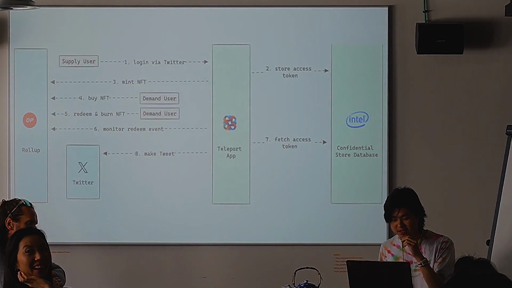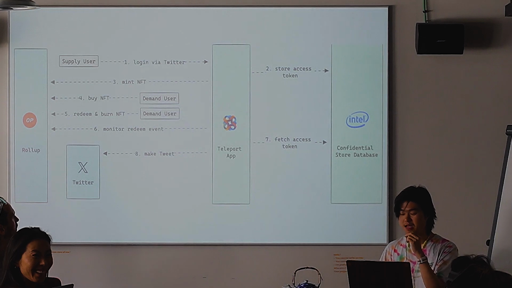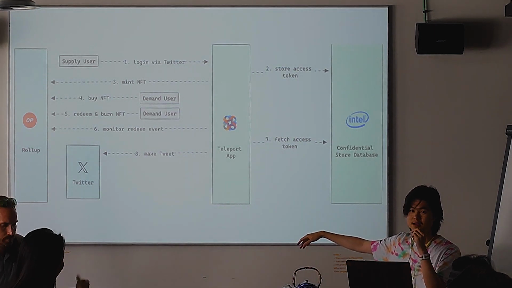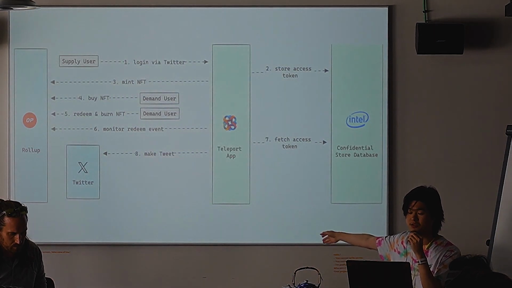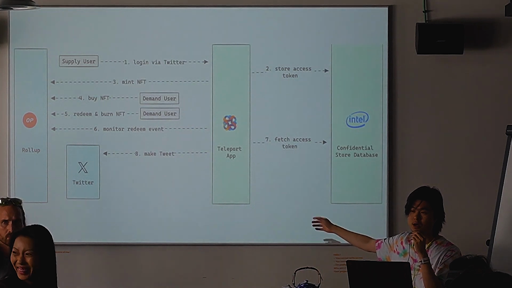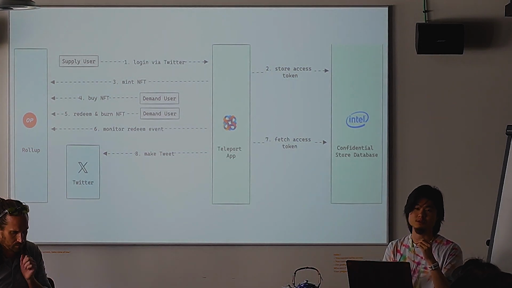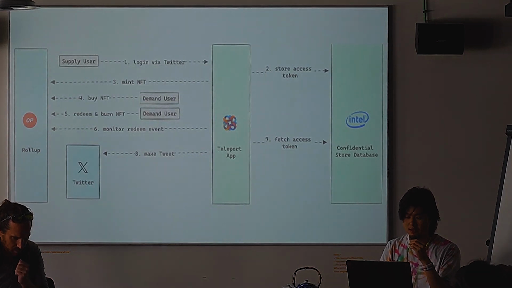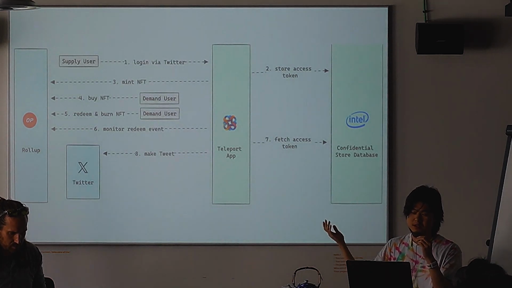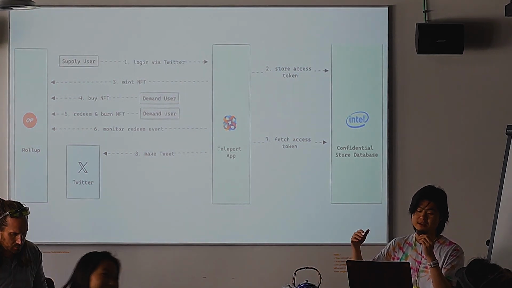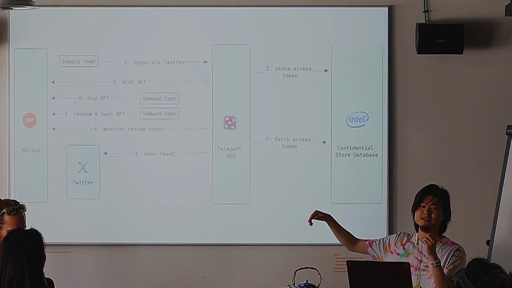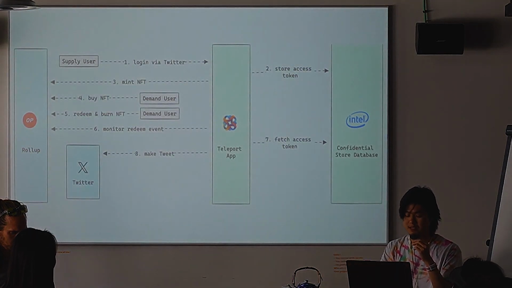Essentially, the Teleport app is running inside Intel SGX as its confidential store database. So we store the user's OAuth token and enforce an access control policy on top of it. And the composability with Web3 is that you can make an NFT that, when redeemed, allows you to tweet from the other person's account.